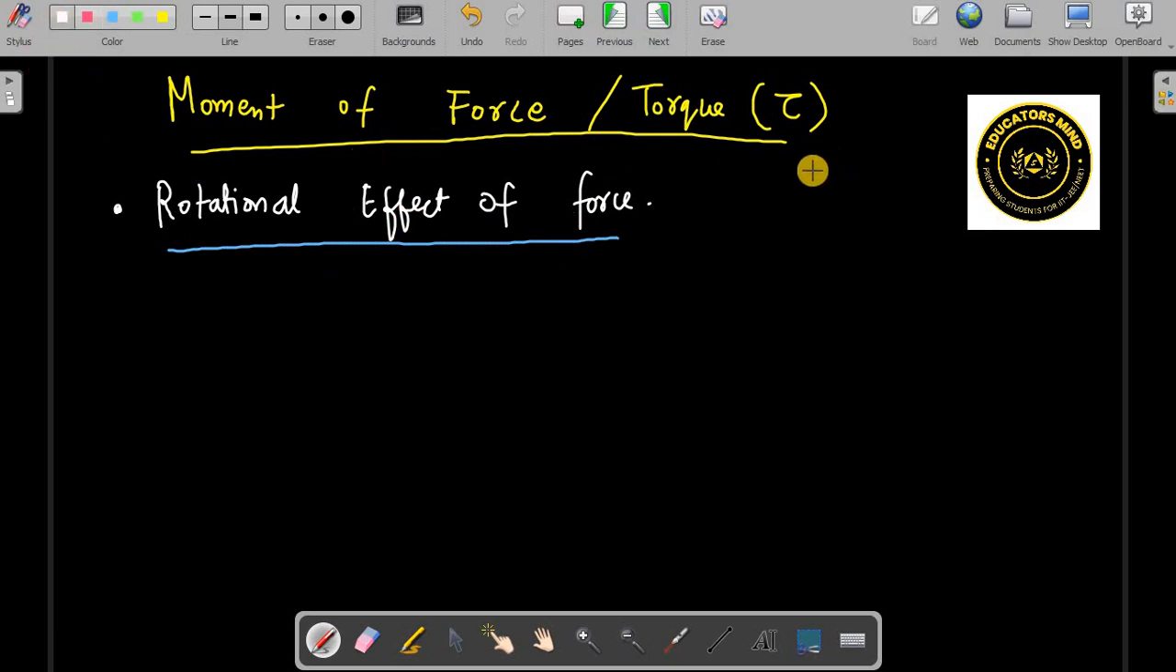So this is the term torque, or moment of force. Torque is a vector quantity and it is given as R cross F. Now let's understand what this is. This formula R cross F is the torque about a point.